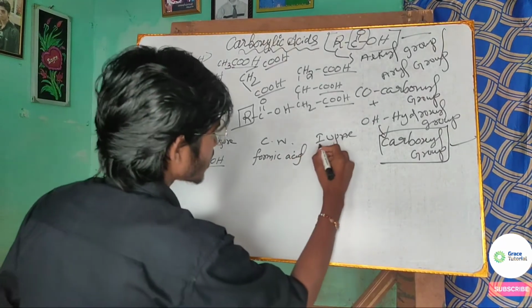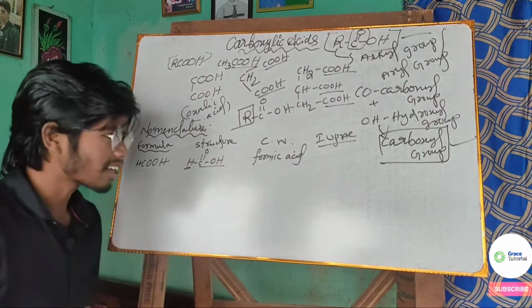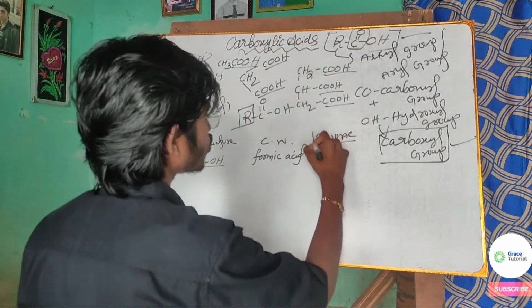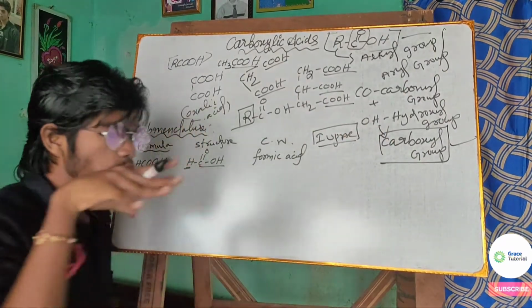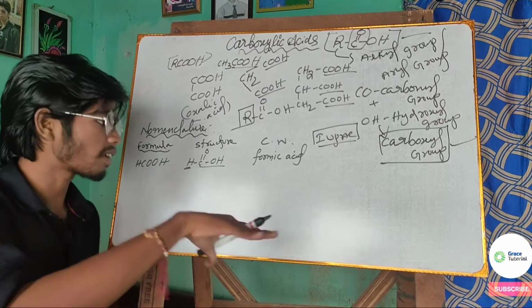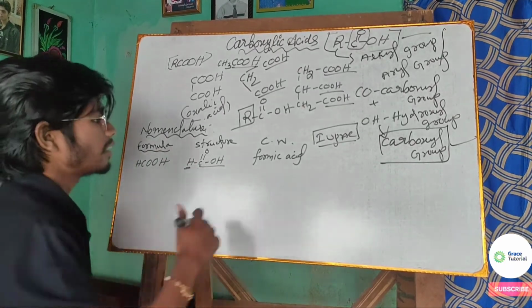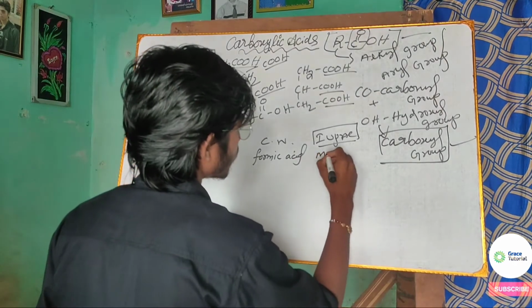So what is the IUPAC name? The International Union of Pure and Applied Chemistry. You always remember, the IUPAC name will be given on the basis of the number of carbon atoms which is present there. So how many carbon atoms are there? One carbon atom is there. That means you need to say methane.